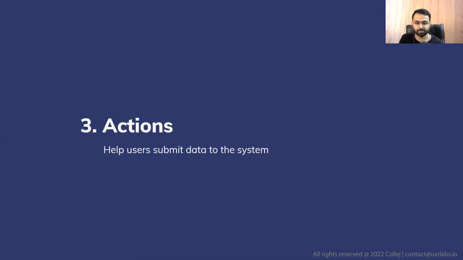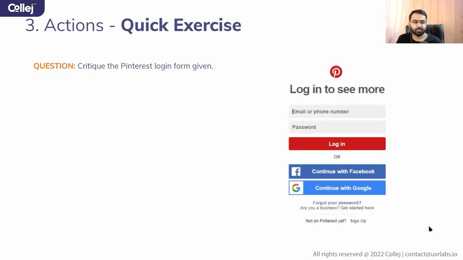Next one, actions, right? This is very, very important, because in a lot of forms, you will see that there are a lot of issues with actions. So basically, help users submit data into the system successfully. The first question here is critique this Pinterest login form given. So what's going on here? Is it a good way, bad way? Why?